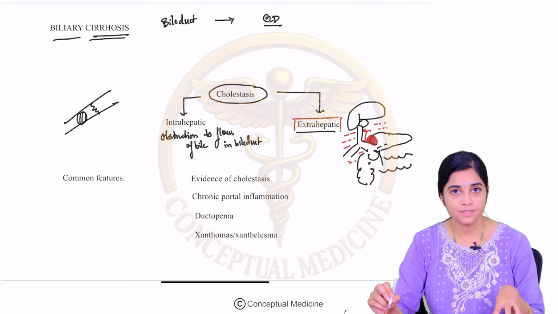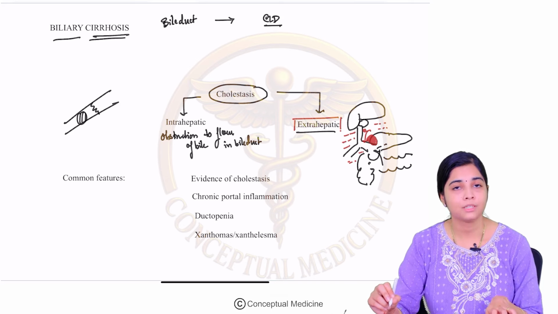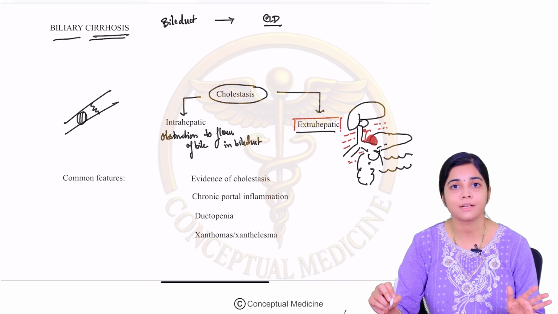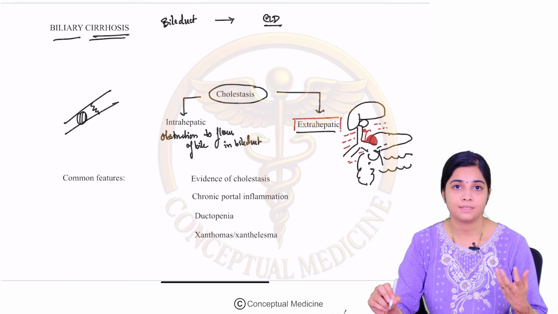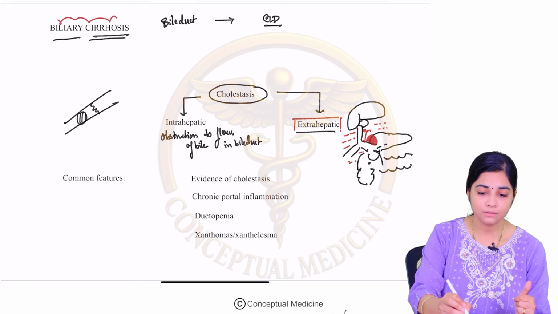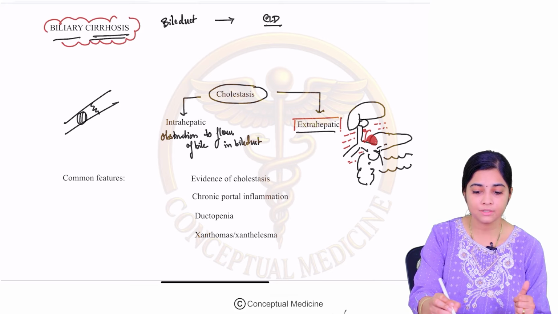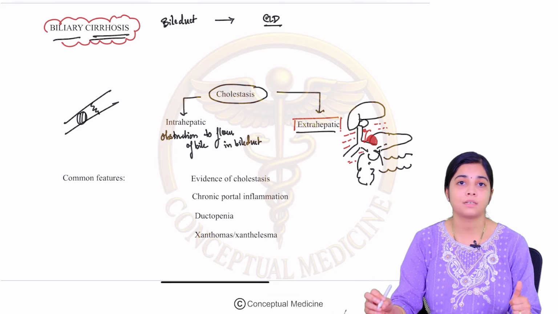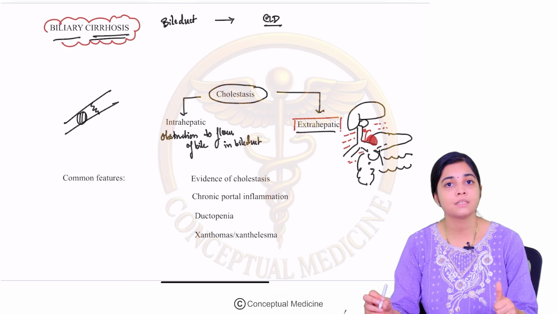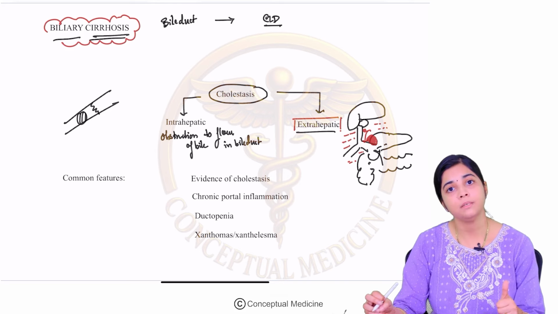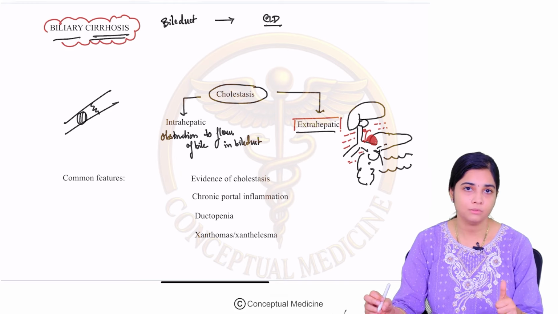So what are we studying now? We are studying the autoimmune disorders of the biliary tract, so we are trying to understand this term biliary cirrhosis. And what is biliary cirrhosis? The chronic liver disease that occurs due to long-standing cholestasis, occurring due to damage to the biliary tract, most often autoimmune in nature.